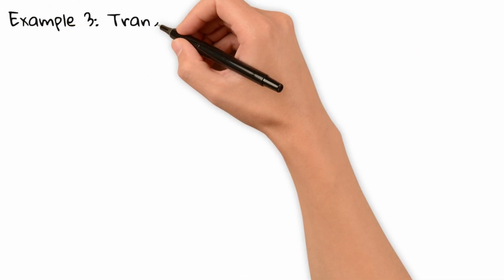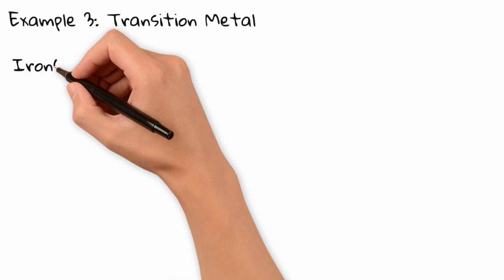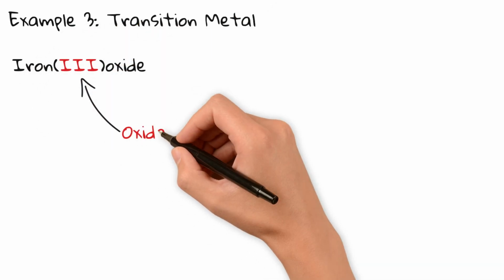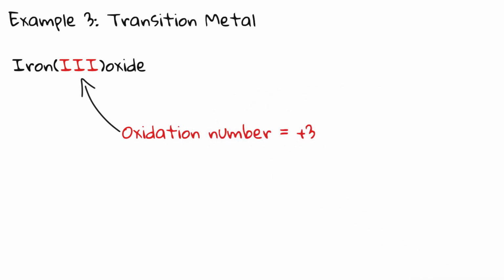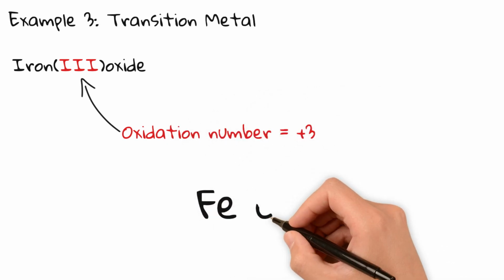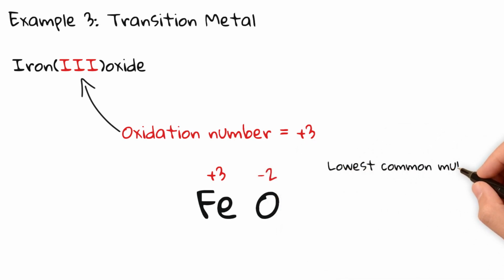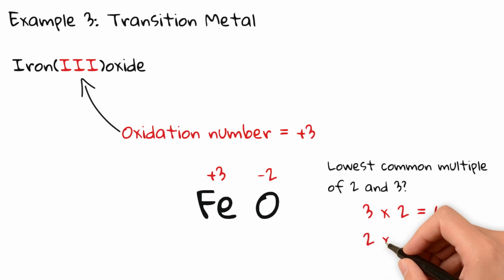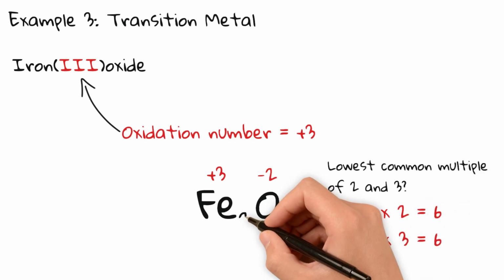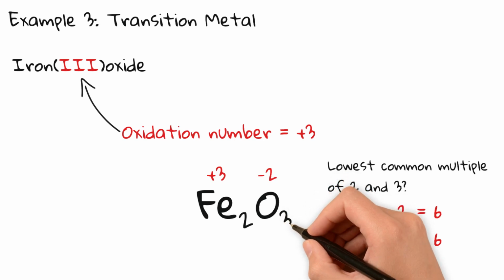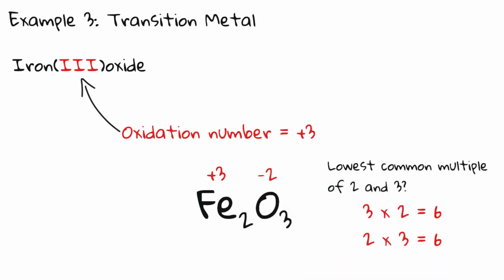For our final example, we're going to look at a transition metal compound, iron(III) oxide. The Roman numeral tells us that iron's oxidation number is +3. We also know from our rules that oxygen is -2. So how do we find the formula? If iron is 3 and oxygen is 2, we need to find the lowest common multiple, 6. In order to get to 6, we need 2 of iron and 3 of oxygen. So the formula must be Fe2O3. Nailed it!